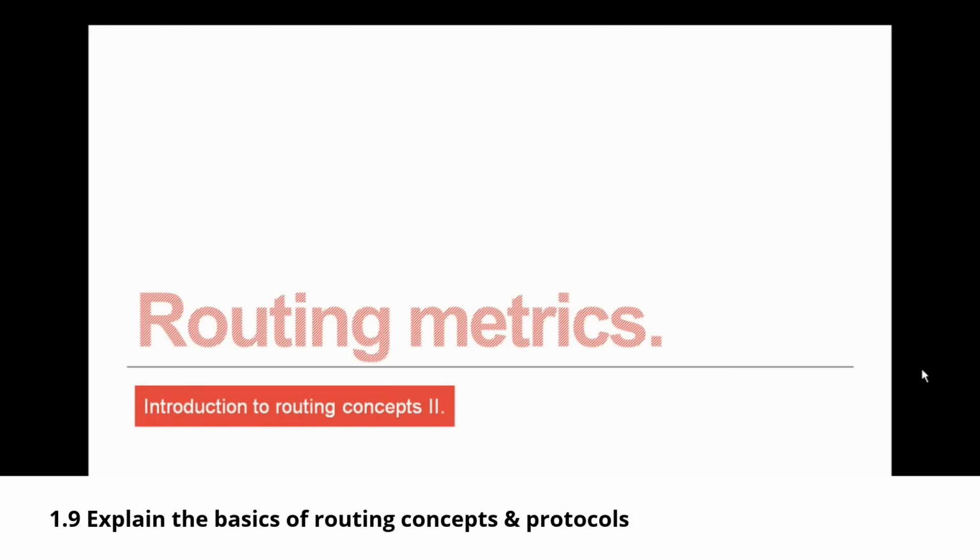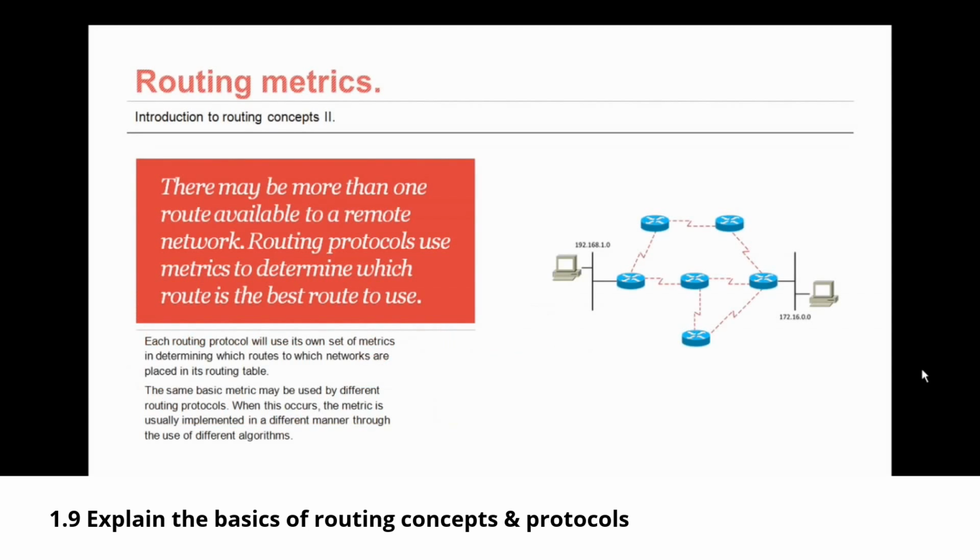Of course, I'm going to begin by talking about routing metrics. It is quite common for there to be more than one route available to a remote network. Routing protocols use metrics to determine which route is the best route to reach those remote networks. Each routing protocol will use its own set of metrics in determining which routes to which networks are placed in its routing table. The same basic metric may be used by different routing protocols, but when this occurs, the metric is usually implemented in a different manner through the use of different algorithms.